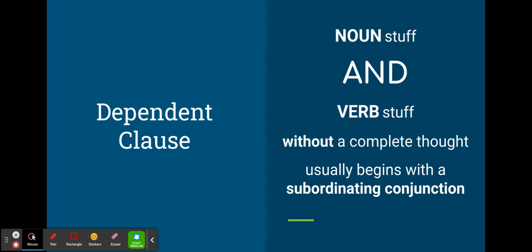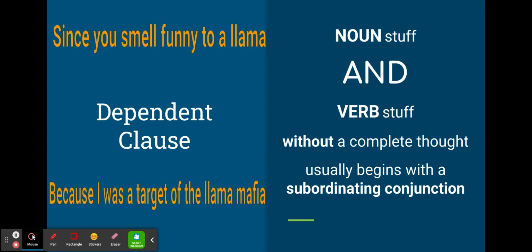Then you have dependent clauses. And of course, they're still going to have their noun stuff and their verb stuff because it's a clause. But these ones do not express a complete thought. They're not going to be complete sentences. And they usually begin with a subordinating conjunction. There are a couple other ways that we can begin dependent clauses, but mostly it's going to be subordinating conjunctions. So you'll see words like since and because and although and if. Those are good examples of subordinating conjunctions.